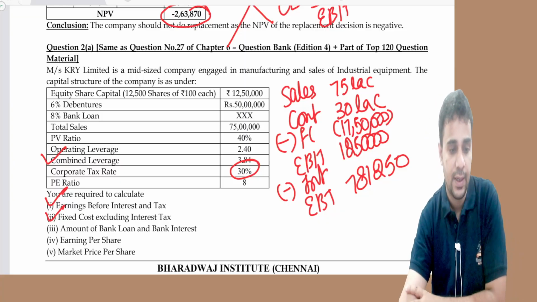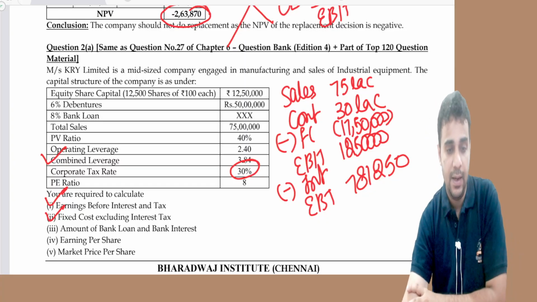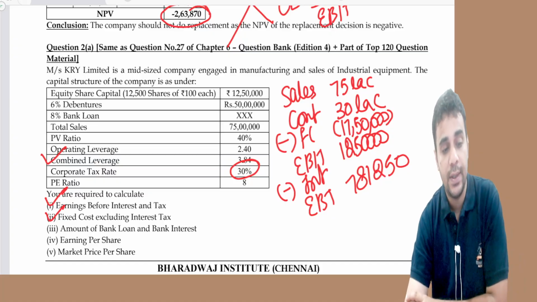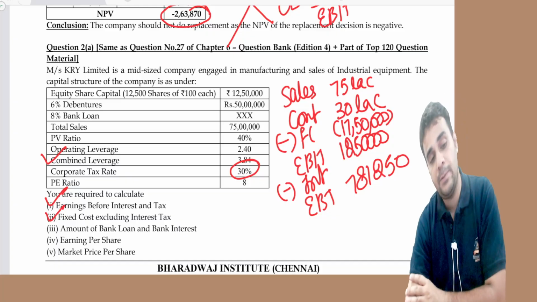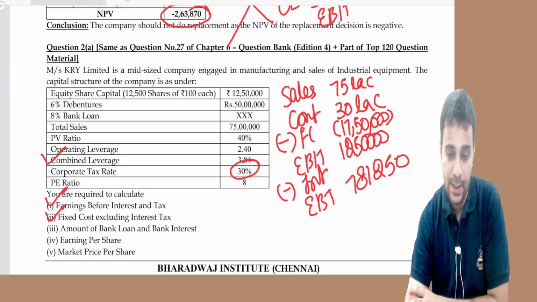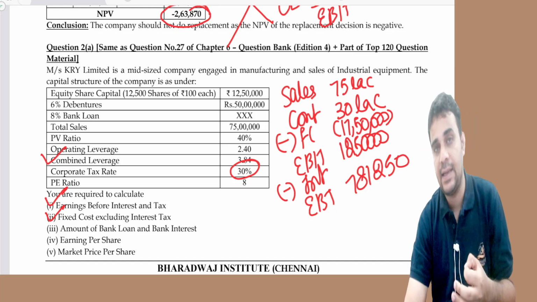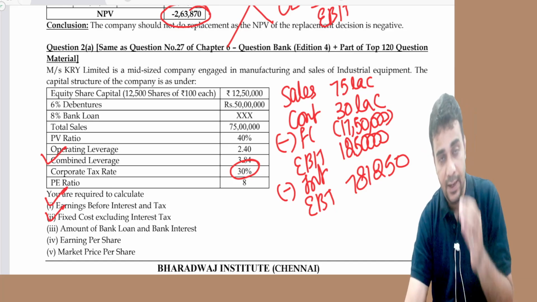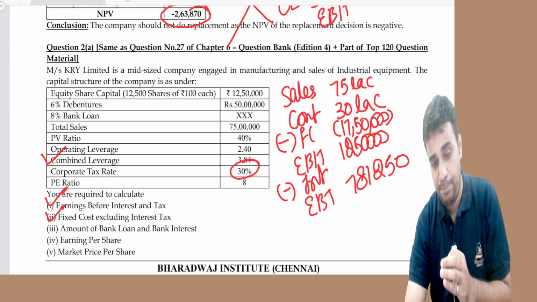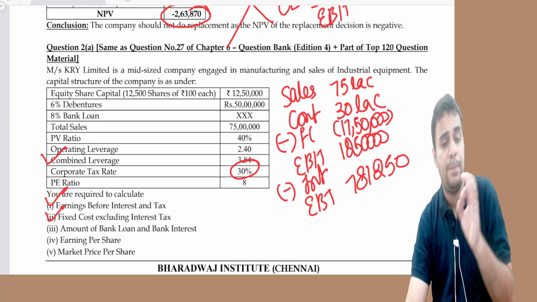Deduct tax, you will get EAT. Divide by number of equity shares, you will get EPS. Multiply with PE ratio, you will get MPS. EBT, deduct tax, EAT, divide by number of equity shares, EPS, multiply with PE multiple, MPS.